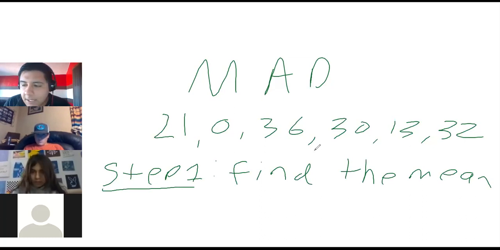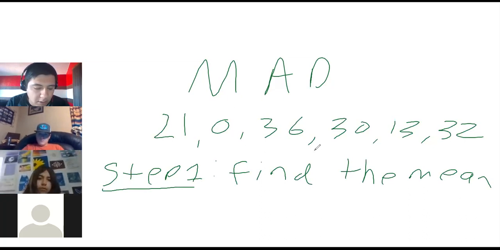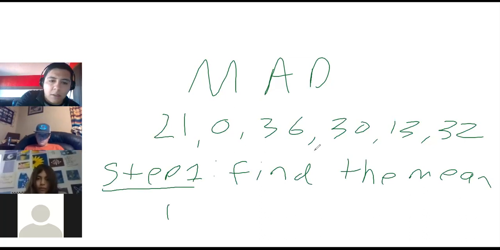So our step one is finding the mean. And again, I just like to break this down into a couple steps because it can be a lot of work, but it's not hard. It's just learning the steps. So step one is to find the mean. In this case, we add them all up. We have a total of 132.